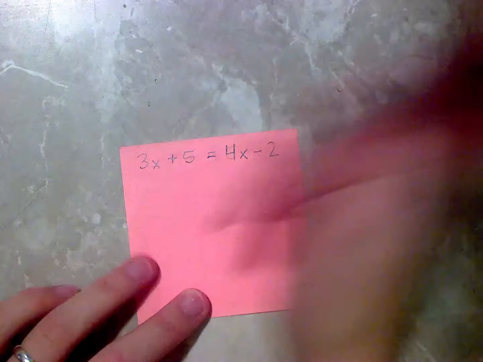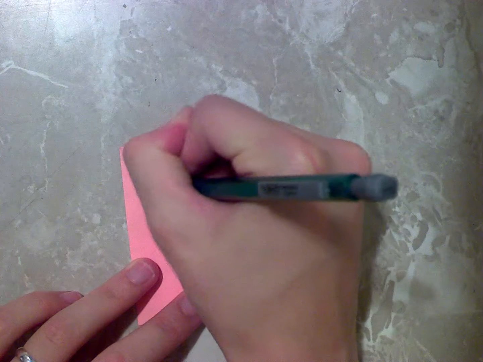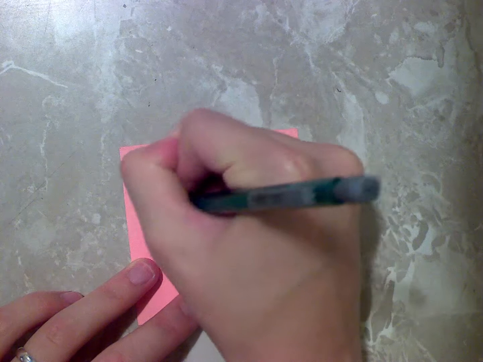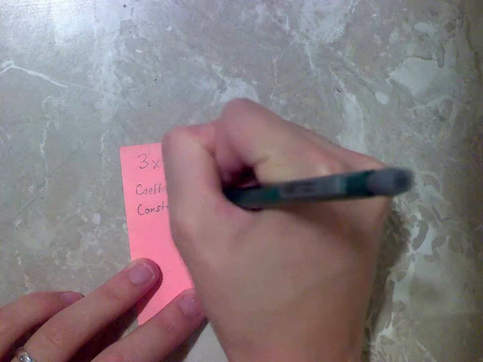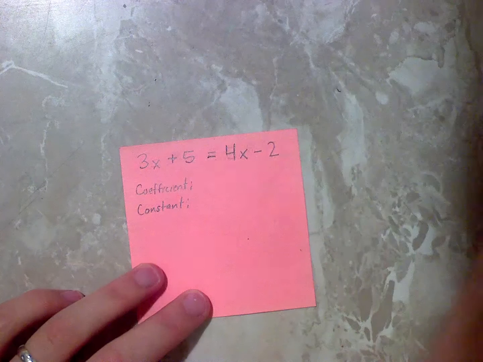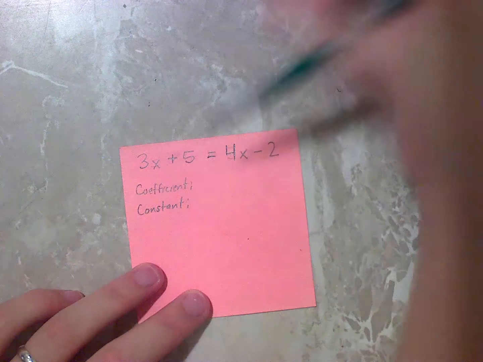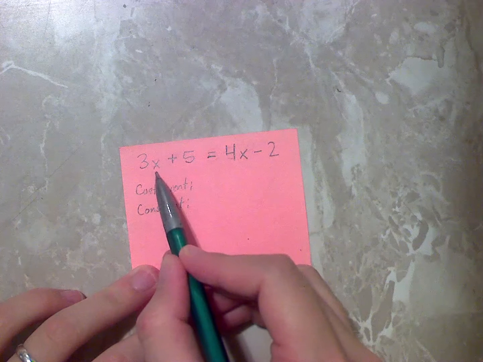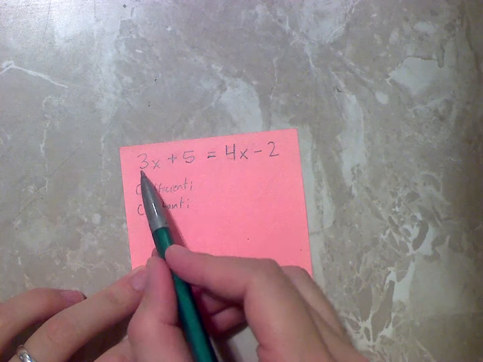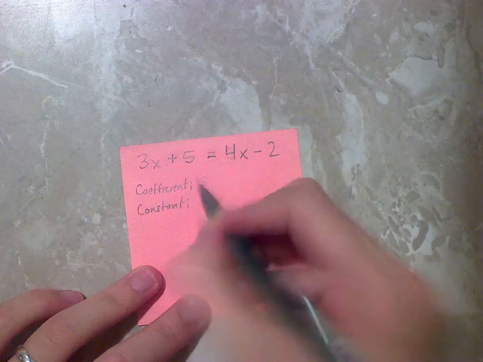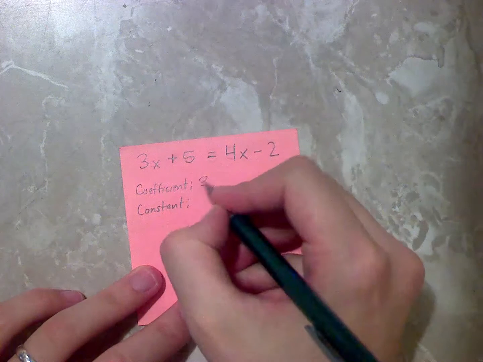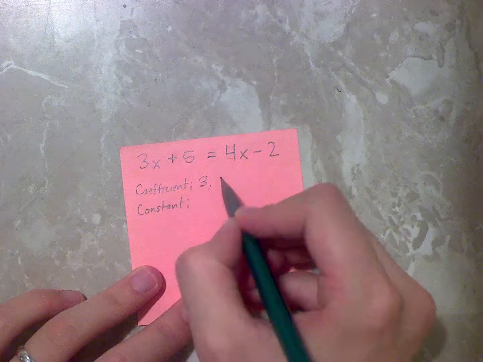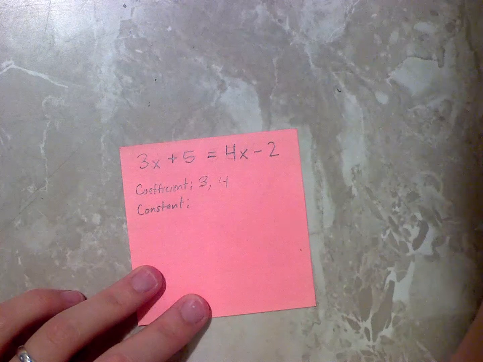So there's an equation. Now, the two words that I want to clarify are coefficient and constant. And you're writing this on your post-it. A coefficient is a number that's being multiplied by a variable. So here's the variable x. The number that's being multiplied by the variable is 3. So one of the coefficients in this equation is 3. And the other number that's being multiplied by a variable is 4. So the coefficients in this equation are 3 and 4.